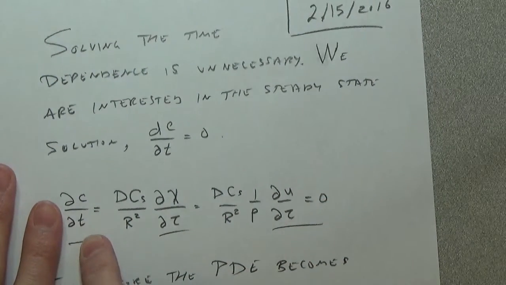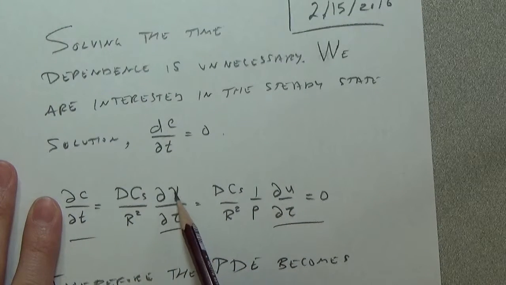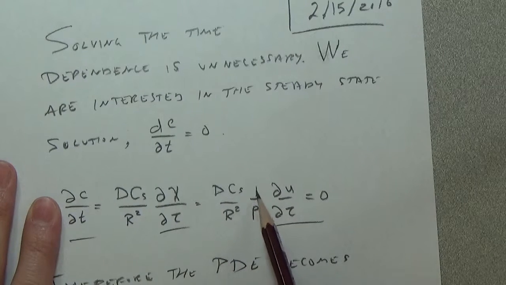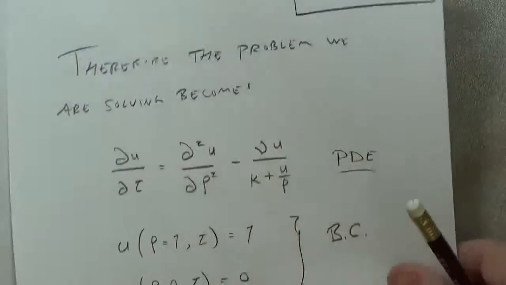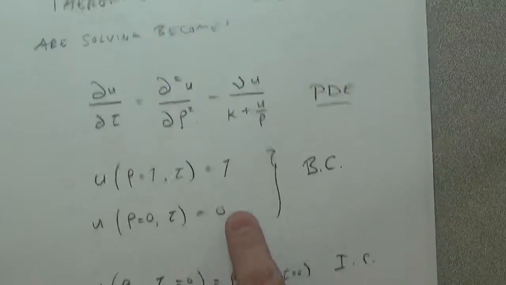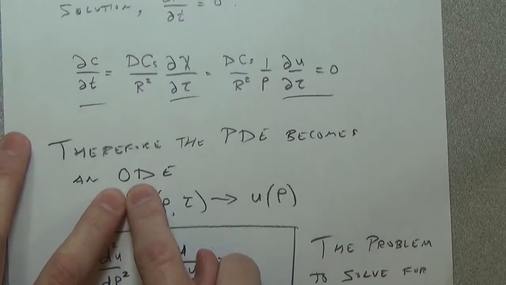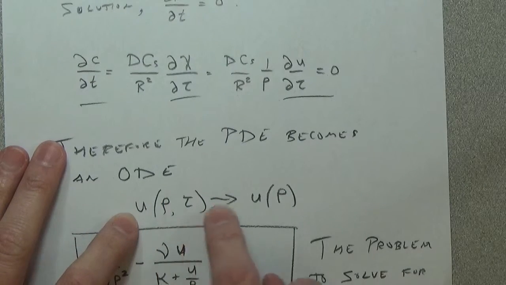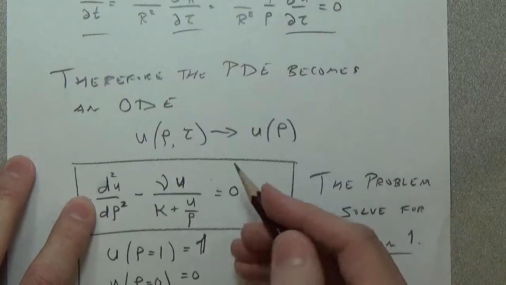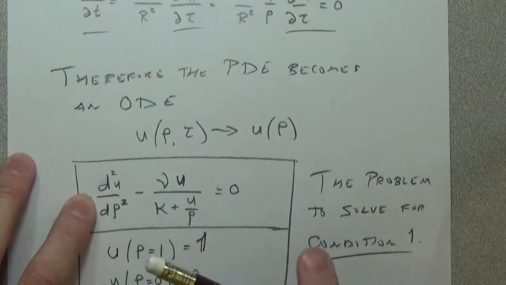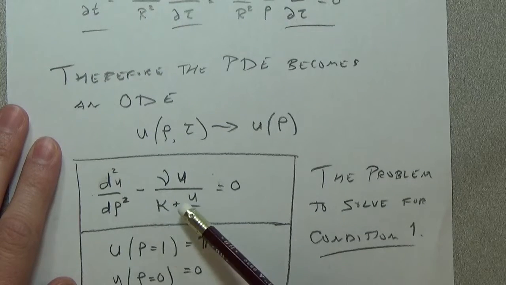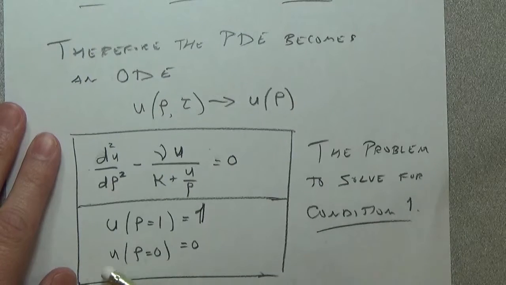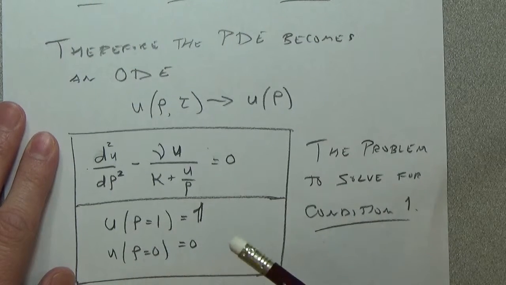And we know that dc by dt is equal to dcs over r squared d chi by d tau, which is equal to dcs over r squared 1 over rho du by d tau is equal to 0, which means that this du by d tau is equal to 0. This transforms the PDE and problem setup into an ordinary differential equation, because u of rho and tau just becomes u of rho, and we got rid of the du d tau saying equal to 0. So we now have this ordinary differential equation, which is the second derivative of u with respect to rho minus nu u over k plus u over rho, and we have the boundary conditions that u at rho equals 1 is equal to 1 and u at rho equals 0 is equal to 0.